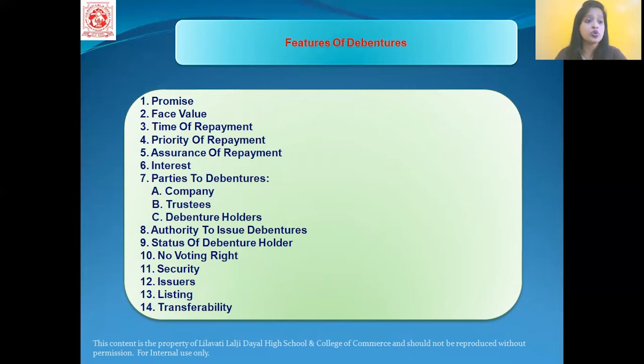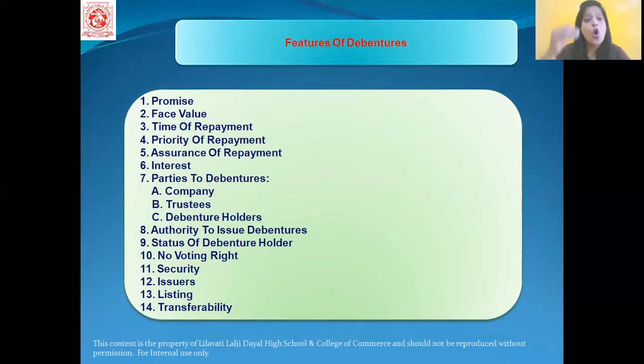Security, herein the debenture holders have a charge created over asset as a security. Next one is issuers. The debentures can be issued by both public and private company. Listing, the debenture should be listed in at least one recognized stock exchange. Last one is transferability. The debentures can be easily transferred through the instrument of transfer. Okay, so with this we've completed the features of debentures.